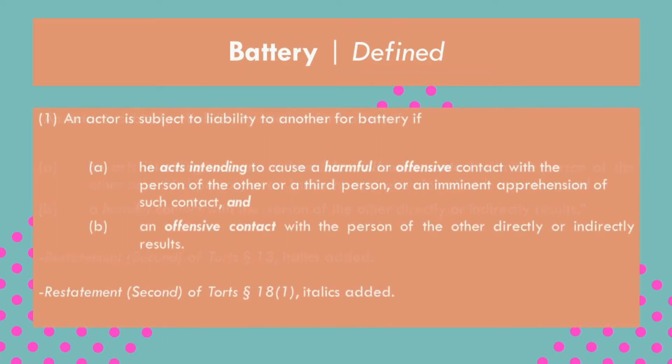The Restatement Second of Torts, Section 18, further describes circumstances under which one could be held liable for a battery caused by offensive contact. It states that, quote, an actor is subject to liability to another for battery if he acts intending to cause a harmful or offensive contact with the person of the other or a third person, or an imminent apprehension of such contact, and an offensive contact with the person of the other directly or indirectly results.